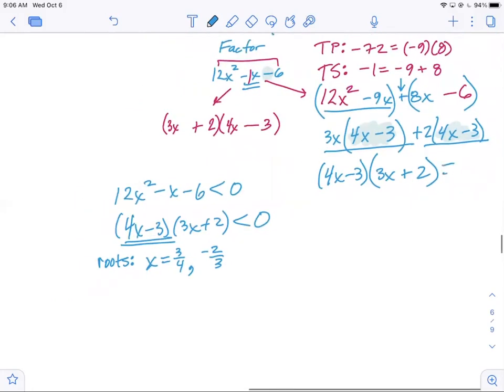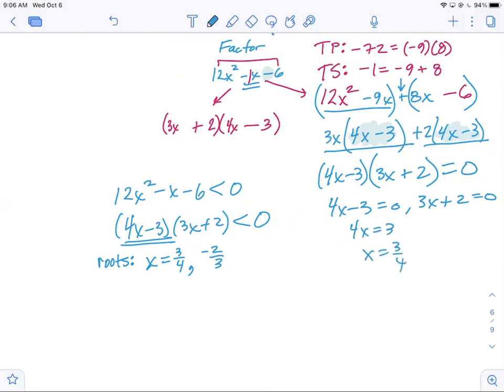You would set this equal to 0. Now that it's an equation, you can set both of them equal to 0. You can't do that with an inequality, but you certainly can with an equation. Okay, so however you want to do it.